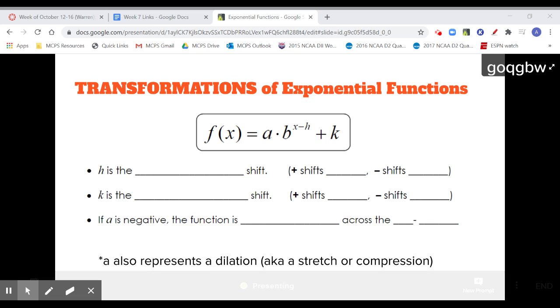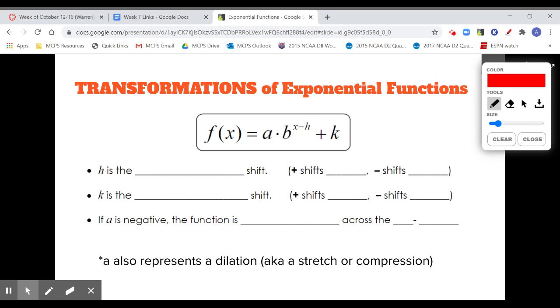Hi everyone. The purpose of this video is going to be to talk about transformations of exponential functions. Remember that a transformation of a function basically means that you no longer are just talking about the simplest version of the function. So we're no longer talking about the parent, but we're talking about how I have changed from the parent function.